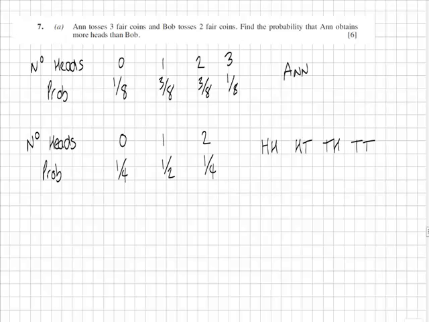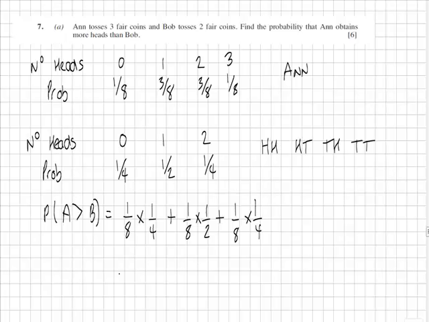We actually need now the probability that Anne's heads are greater than Bob's. So if we look carefully, you can see we have a number of options here. First of all, Anne could have 3 and Bob could have 2, so that's 1/8 times 1/4. Or Anne could have 3 and Bob could have 1, that's 1/8 times 1/2. Or Anne could have 3 and Bob could have none.